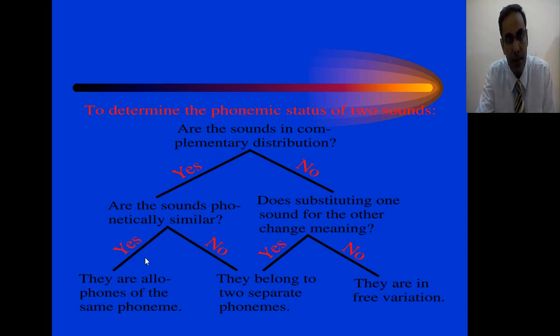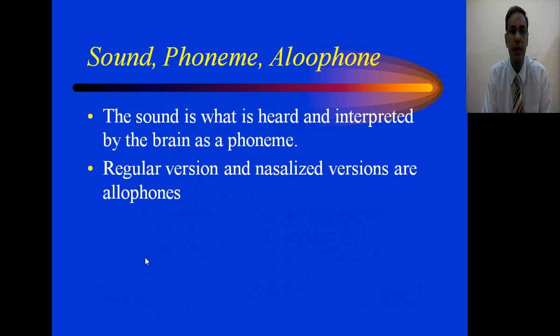We can take another example. But before we take the second example, look at the difference between sound, phoneme, and allophone. The sound is what is heard and interpreted by the brain as a phoneme. In our brain, it is a phoneme, and we hear with our ear the sound. If we have more than one version, they are called allophones. So the regular version and nasalized version, in the case of the last example, are allophones.